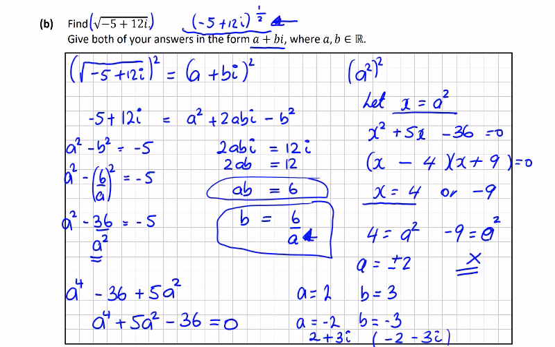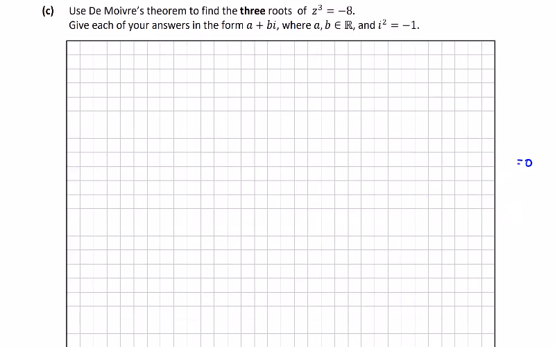So part A took a minute. Part B took approximately 4 minutes. Let's look at part C. Part C asks us to use De Moivre's theorem to find 3 roots of z cubed equals minus 8.